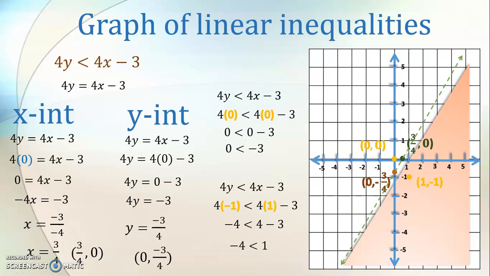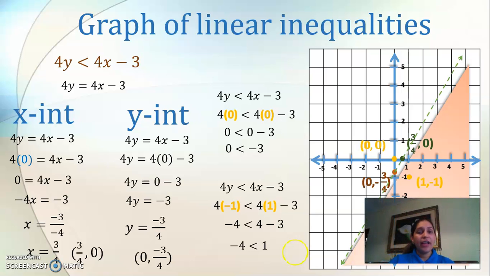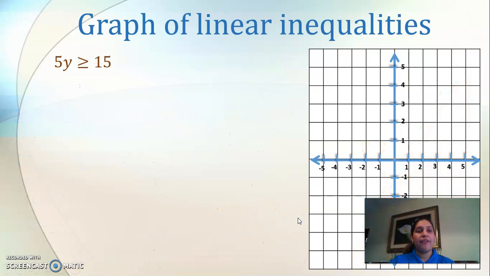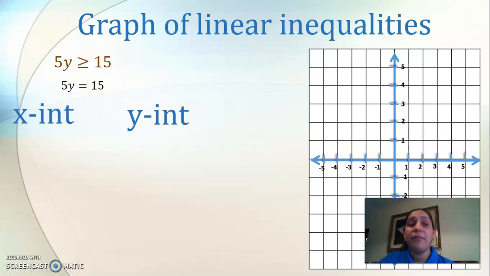Now, let's see another example, and in that example, we're going to see if you understand it much better. Okay, in this example, we have 5y is greater than or equal to 15. So our first step is substituting the inequality symbol with an equal sign. Now that I substitute, I'm going to find my x and y intercepts.